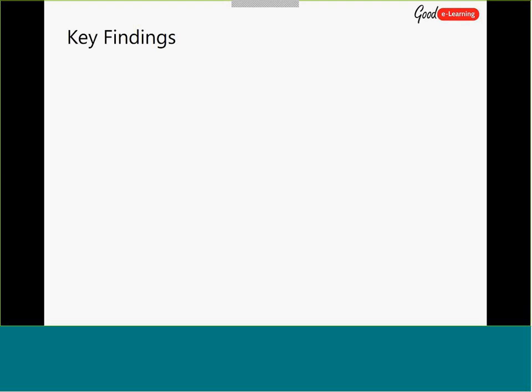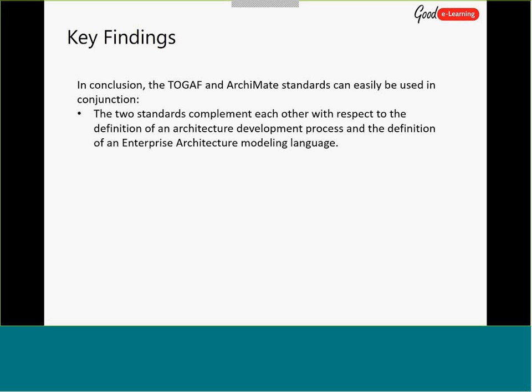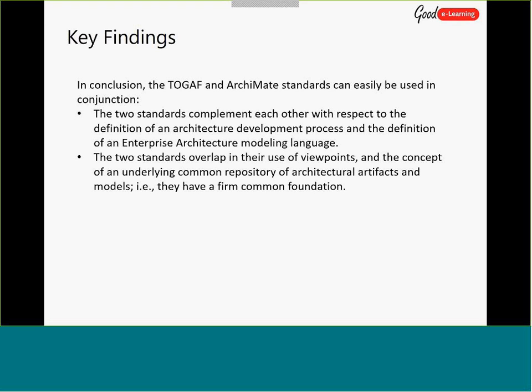We come up to the last five minutes. Really the key findings regarding harmonization between TOGAF 9.1, the framework, and ArchiMate 3.0 from a modeling perspective is that the two standards still complement each other really well with respect to the definition and development process, as well as the definition of the enterprise architecture modeling language. That's important because that's the whole premise behind continuing to develop ArchiMate and its iterations.